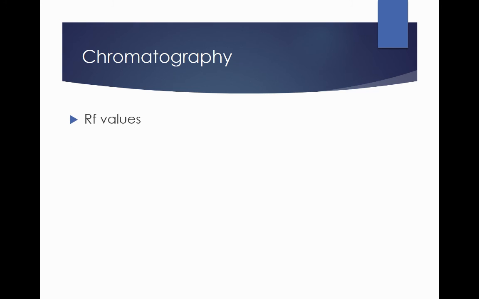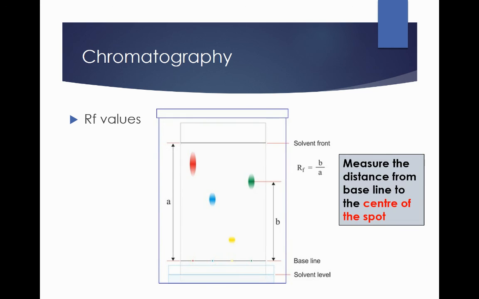Another concept that is related to chromatography is the RF value. And this RF value is a measure of how far your pigment has traveled along the chromatogram, and it is also a measure of how soluble it is in that particular solvent. The way to measure is shown in the formula on this diagram here, and you have to usually measure the distance from the baseline to the center of the spot.